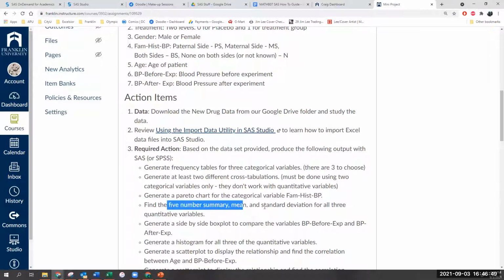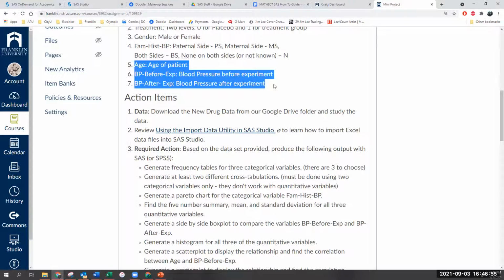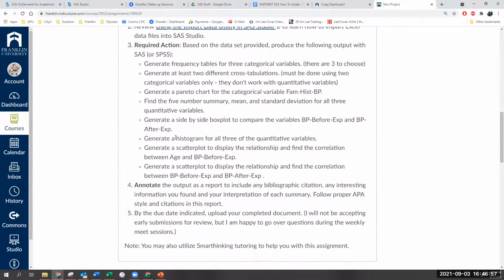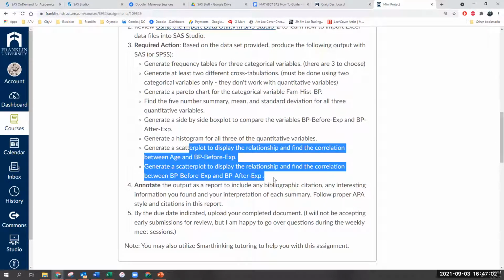Then this one, a 5-number summary for all 3 quantitative variables. Well, we just described that, right? These are the 3 quantitatives. So you do a histogram for those same 3. And then the last 2, they explicitly tell you what to do, a scatter plot between this and this, and a scatter plot between that and that, right?